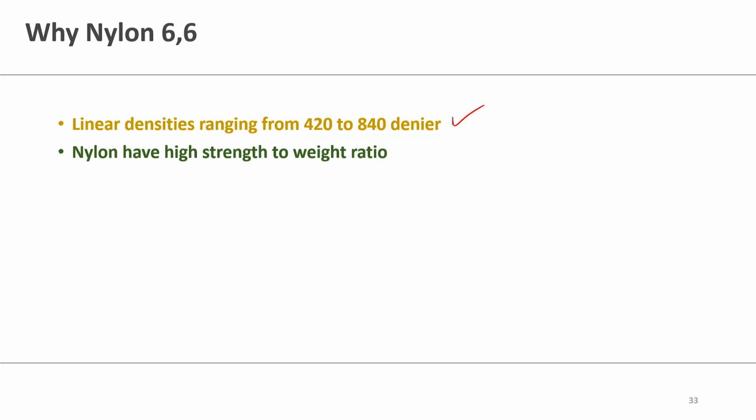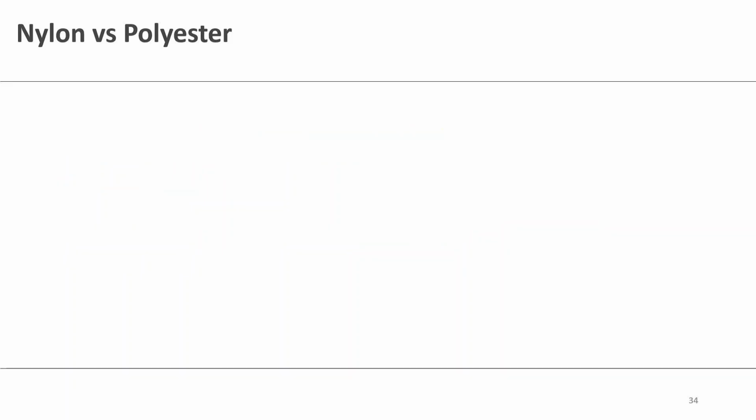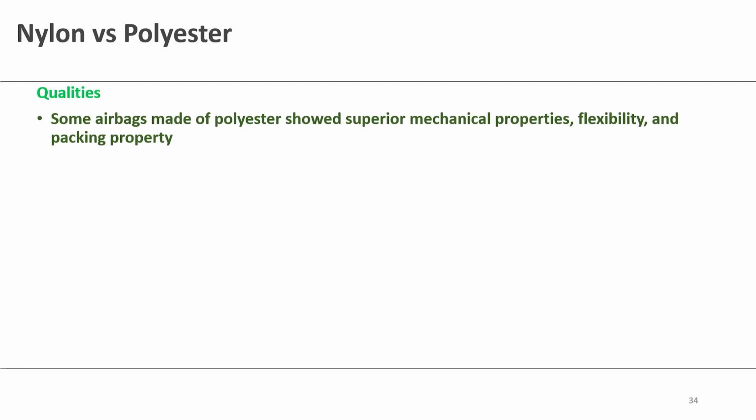Nylon has a high strength to weight ratio, high elongation at break, and it is a tough material, with 4% moisture regain which provides quenching properties. It is an economically available fiber. If you compare nylon with polyester, some airbags made from polyester show superior mechanical properties, flexibility and packing property.